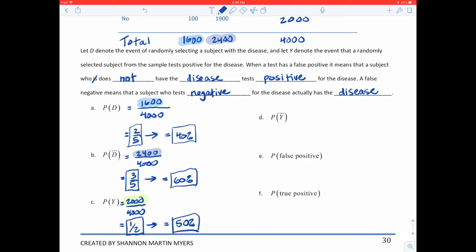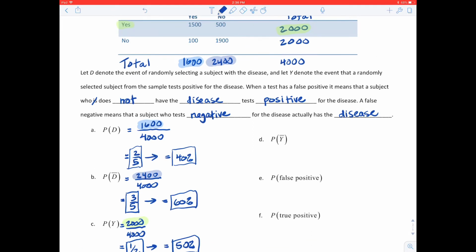Well, the probability that we got a negative test result, that the test result was not positive, is going to be either the complement, or you can just look at the table and it would be this one and this one. So you would have, again, 2,000, but for a different reason, over the 4,000. Which of course is 1/2, or 50%.